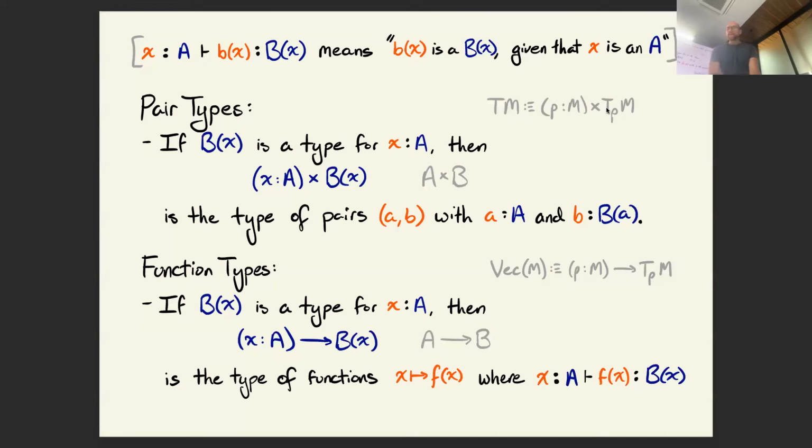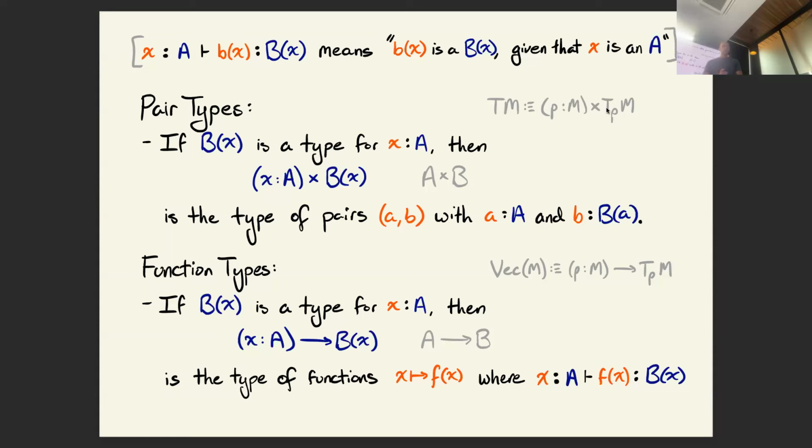So if we have a type B of X, which makes sense for any variable X of type A, then we can form the type of pairs, whose elements are little a in A and b in B of a, where we've substituted a in for X. An example of this: if you have the notion of a tangent space to a point of a manifold, then the total space of the tangent bundle has elements that are pairs consisting of a point of the manifold and a tangent vector at that point. So that's written using this type of pairs.